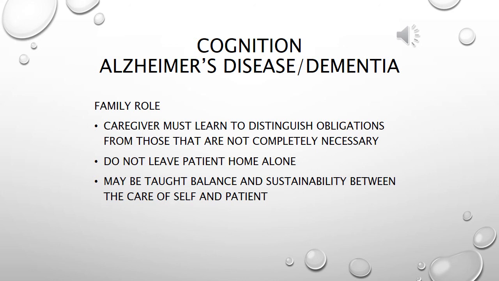The Alzheimer's Association is a coalition of family members and professionals who share the goals of family support and service, education, research, and advocacy. There are family support groups, respite care, and adult daycare that can be available through different community resources. Respite care is a commonly provided service in which caregivers can get away from the home for short periods while someone else tends to the needs of the patient. Caregivers must learn to distinguish obligations from those that are not completely necessary. They do not leave the patient home alone, and they may be taught balance and sustainability between the care of self and the patient.